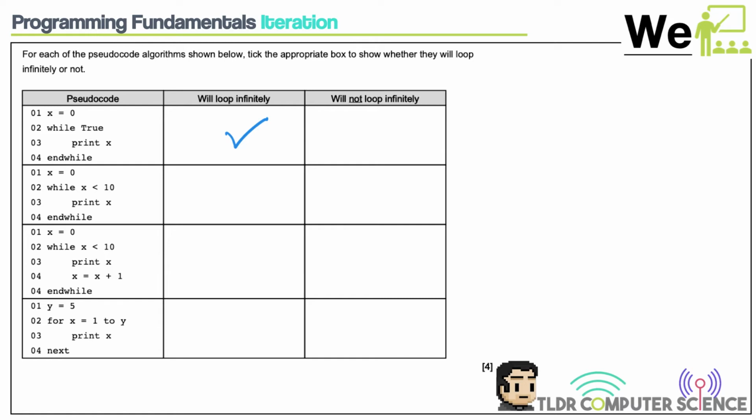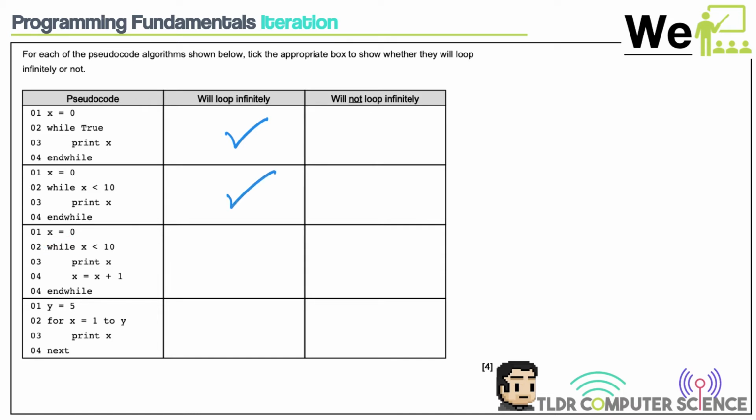X equals 0. So while x is less than 10, x is 0. So is 0 less than 10? Yes, it is. Print 0. Is 0 less than 10? Yes, it is. Print 0. Is 0 less than 10? Yes, it is. So this is going to also loop infinitely. So we'd also say that one there.